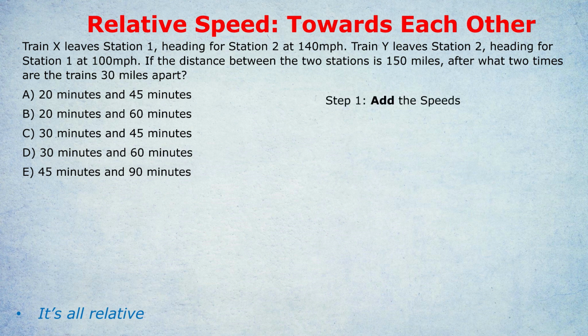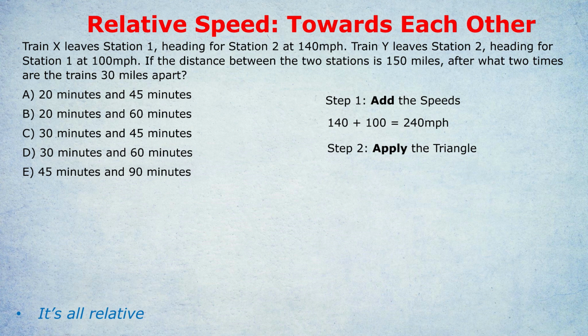Step 1 is adding the speeds. They're heading towards each other, so we add the 100 miles an hour and the 140 miles an hour for a combined speed of 240 miles an hour. Now step 2 is going to be to apply the triangle, obviously using this 240 combined speed. But what distance do we use? It said that the distance between the stations is 150. The question wasn't when do they cross over, because then we just used 150. The question was, after what 2 times are the trains 30 miles apart?